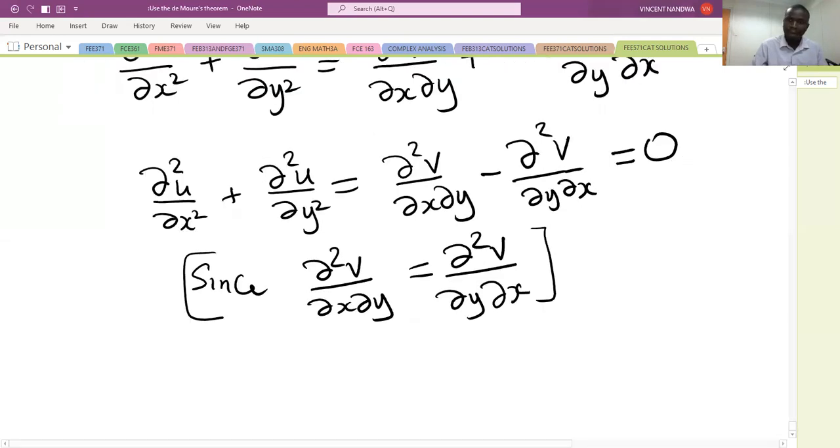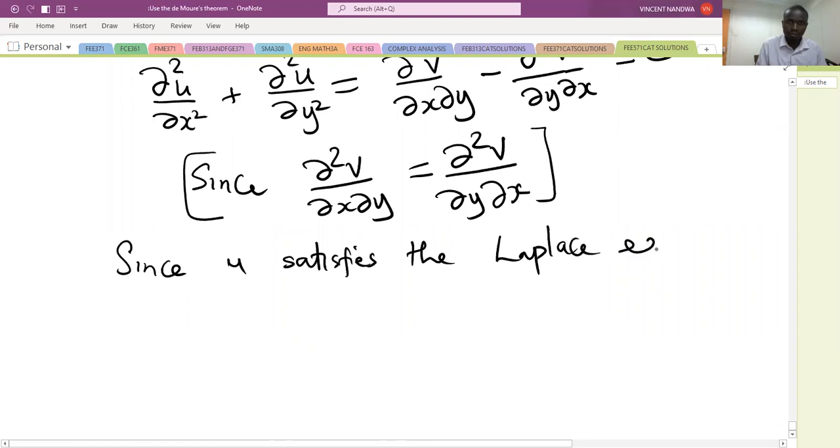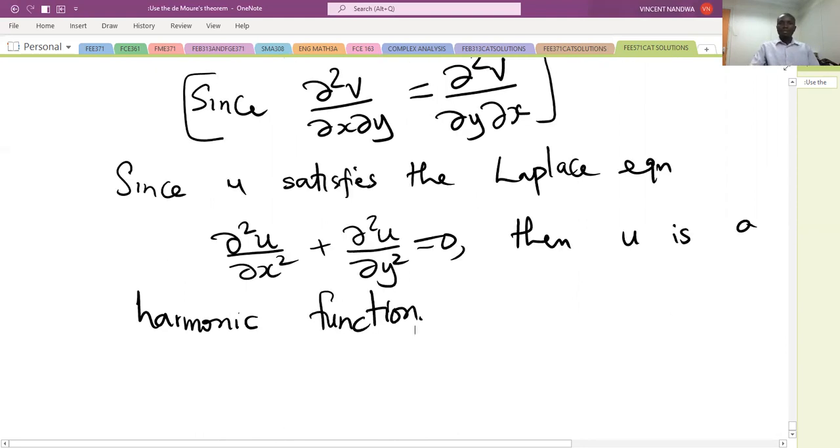So since u satisfies the Laplace equation, partial squared u partial x squared plus partial squared u partial y squared equals 0, then u is a harmonic function. So that's case 1. Now let's see for v.